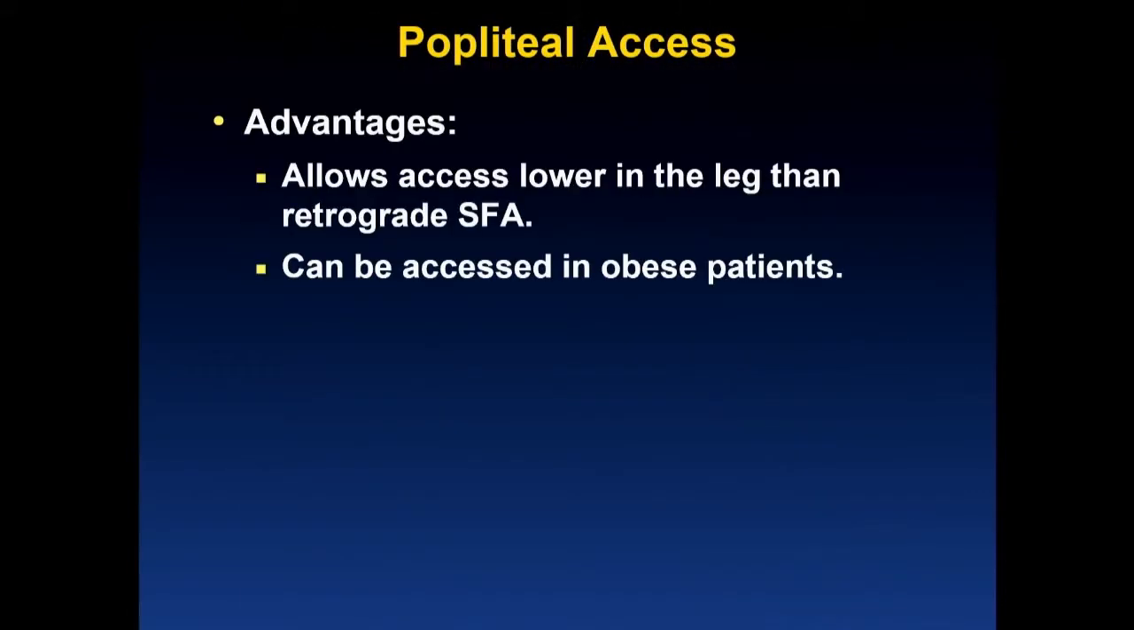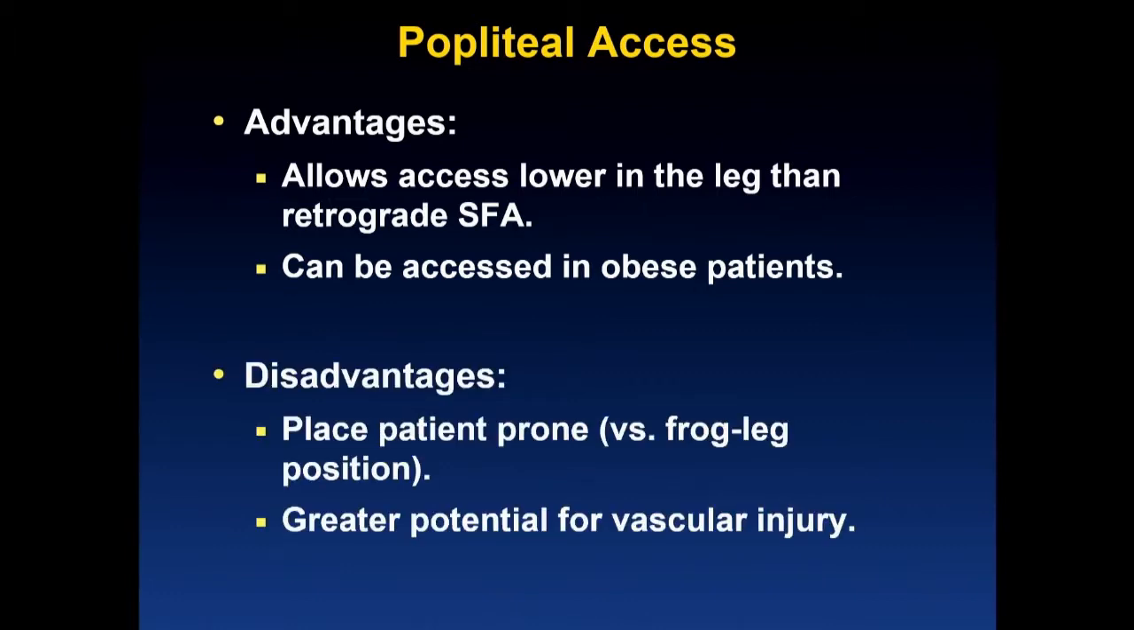With regards to popliteal access, the advantage is that it does allow access lower in the leg than with the retrograde SFA access. It's also, I think, somewhat easier to access in obese patients. The disadvantage is that in general it's usually been described and utilized with prone positioning. However, it is possible to frog leg patients in order to access the popliteal. In my opinion, it's relatively difficult to image the popliteal when you're gaining access, and there is greater potential for vascular injury.